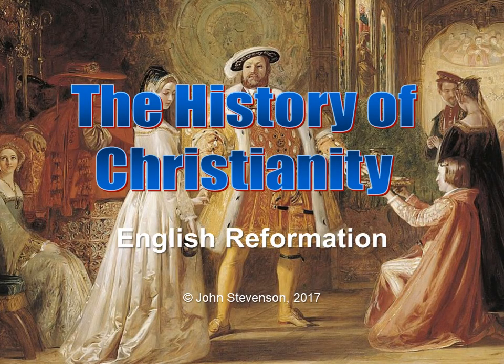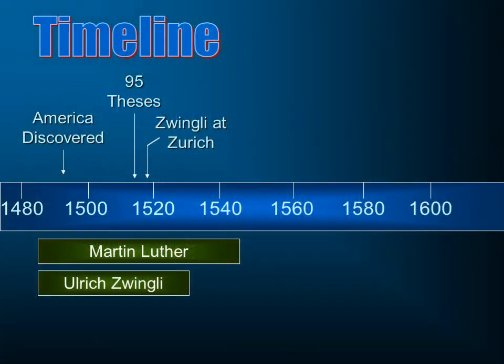Hi, I'm John Stevenson, and we're going to be looking at the English Reformation in our continuing study of the history of Christianity. We've already looked, if you've been with us, at the beginning of the Reformation, Martin Luther in Germany, Ulrich Zwingli in Switzerland. We're going to see this time William Tyndale. He's going to be in England. But to really get a sense of what's going on in England, we have to backtrack to the 1400s.